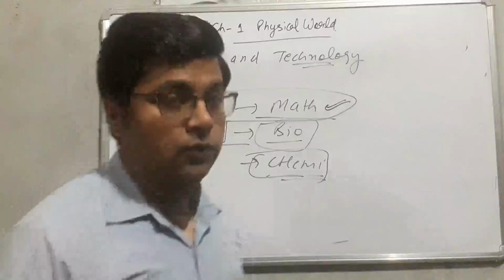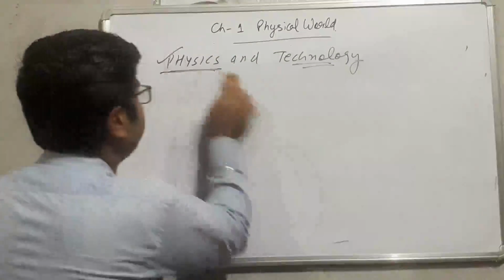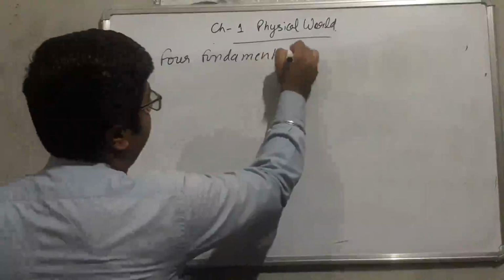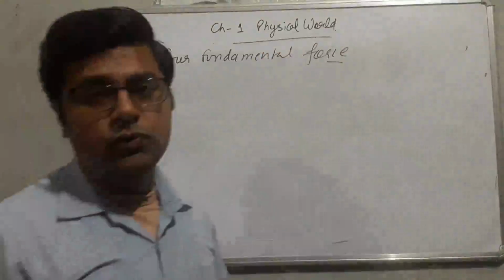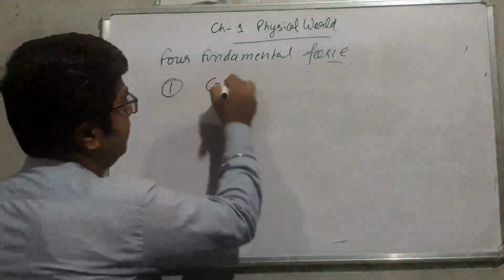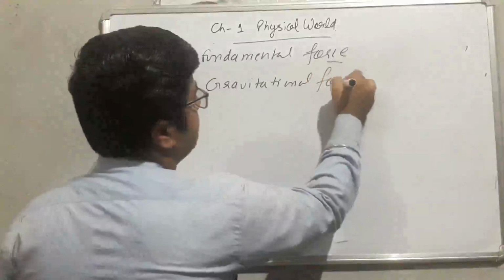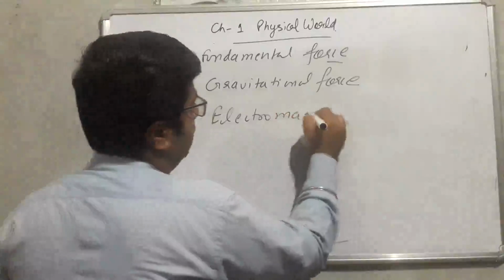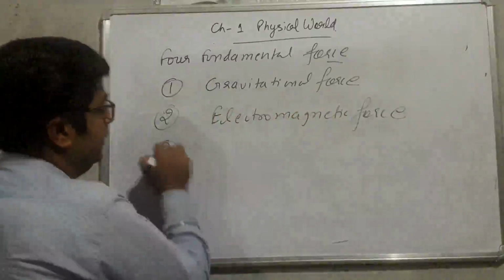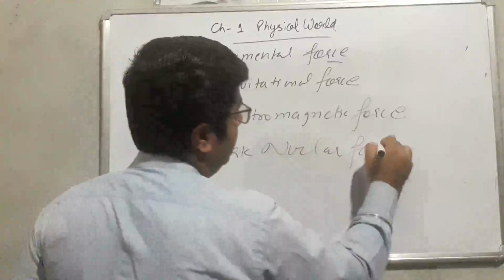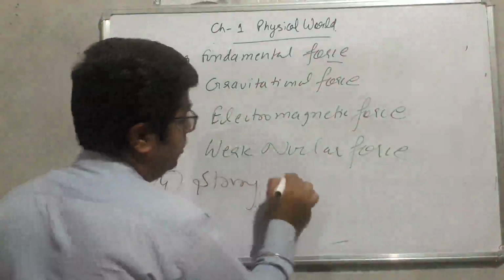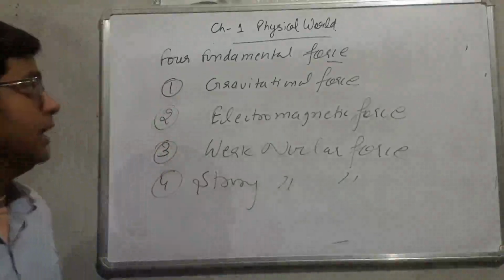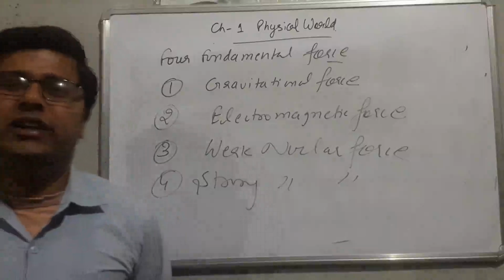Now the next is the 4 fundamental forces, which I have already told you about. The very first is gravitational force. Second is electromagnetic force. Third is weak nuclear force, and the last one is strong nuclear force. Here we have 4 main forces by which we can explain every phenomenon which happens in our surroundings. That's why it's very easy to deal with.